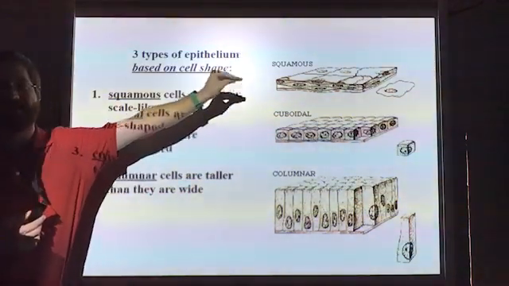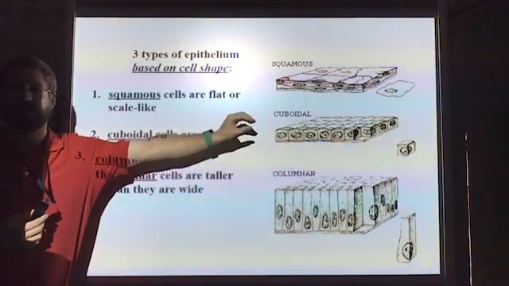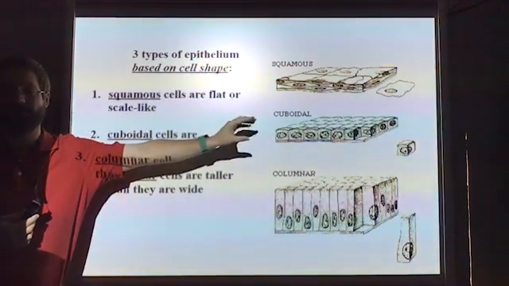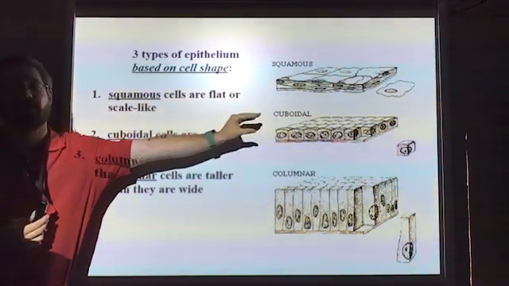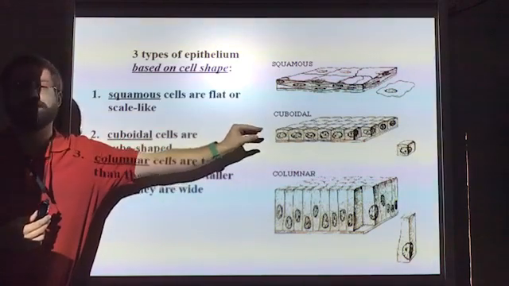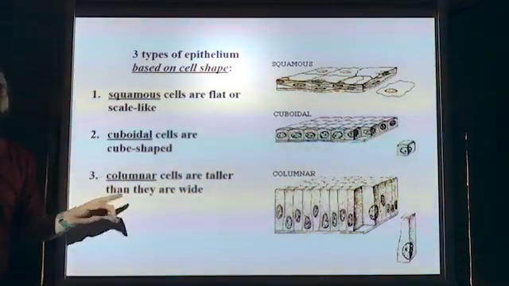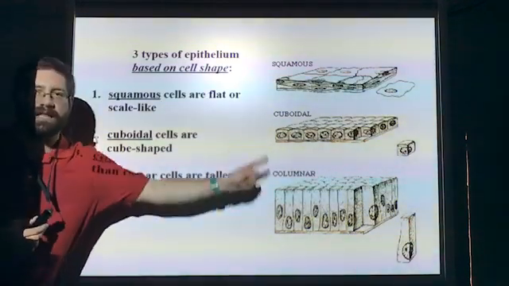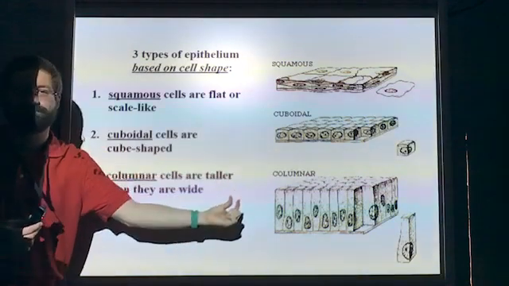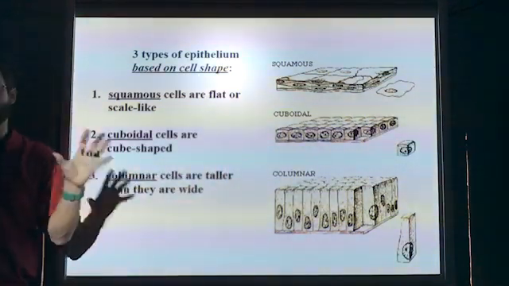This looks like a flattened scale. This one looks like a cube, like a playing dice, the 6-sided die that you throw in most board games. So cuboidal, the name gives it away. Cuboidal, shaped like a cube. Then we have columnar. Columnar cells are taller than they are wide, just like those columns. They're taller and more narrow than they are wide.